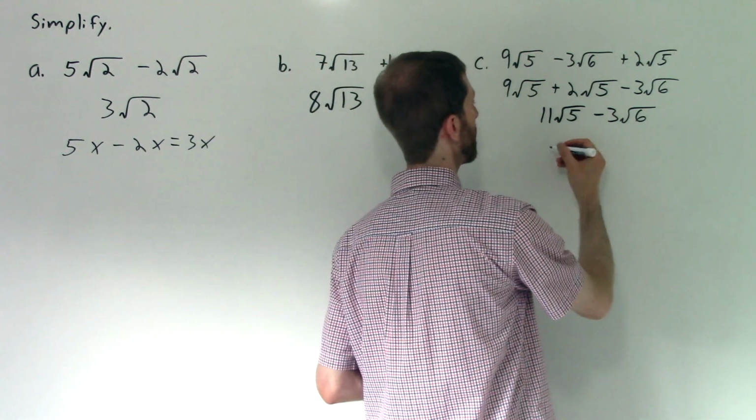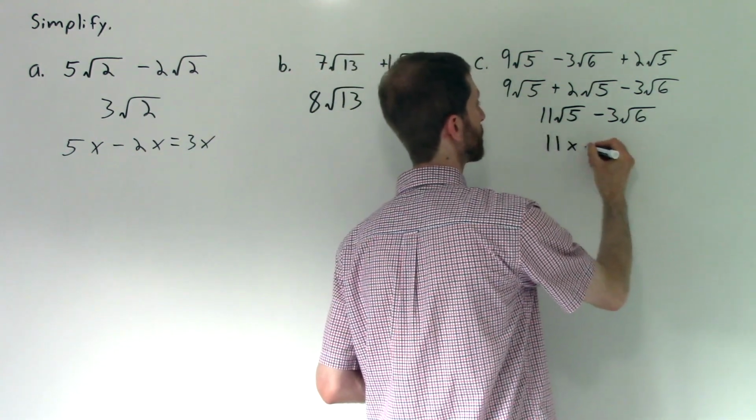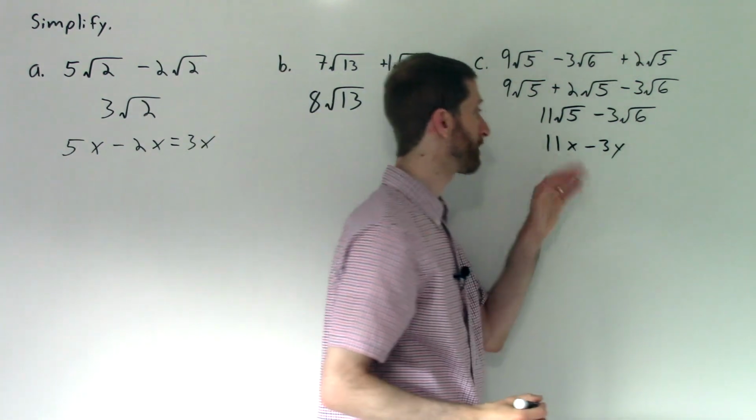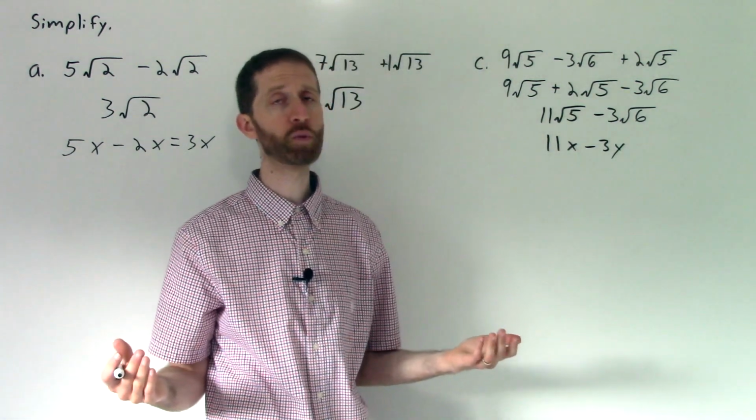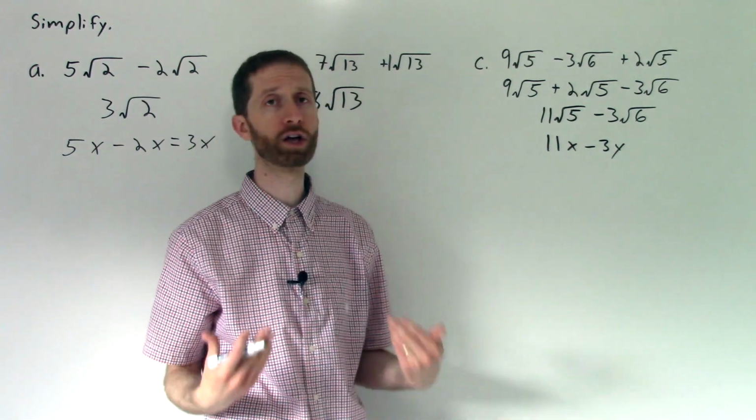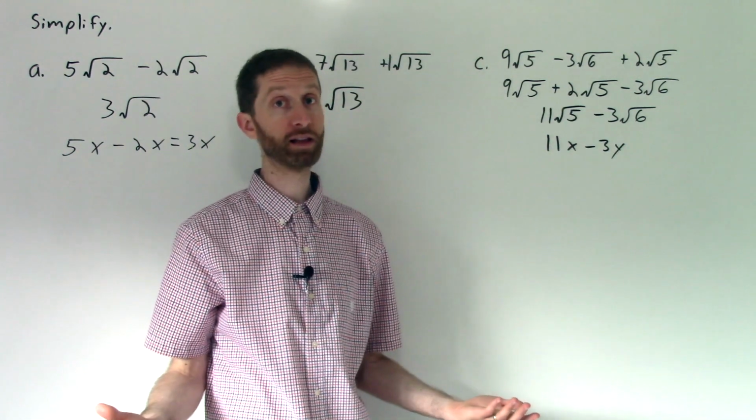So this is a lot like if I were to have like 11x minus 3y. If you have 11 x's and 3 y's and you're subtracting y's from x's, you don't get xy's, right? That's as far as it can go. That's it, combining like terms.